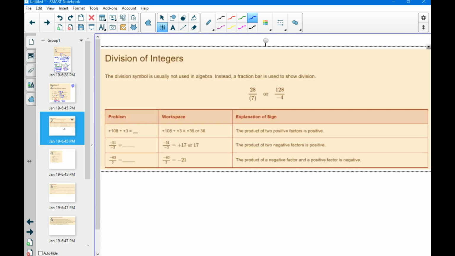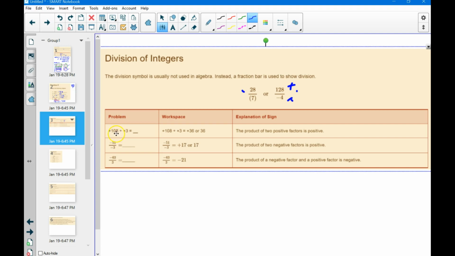Division of integers kind of works exactly the same way. See right here we have two positives, 28 divided by 7, but here we have 128 divided by -4. So we have a positive on top, negative on the bottom, which means we're going to get a negative solution.